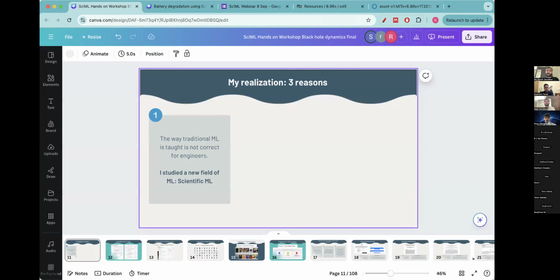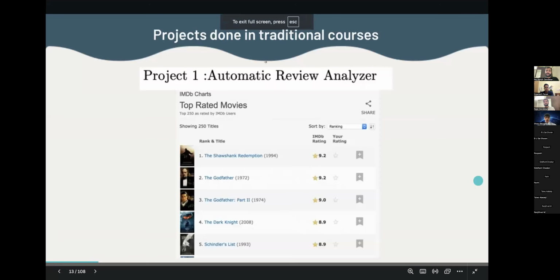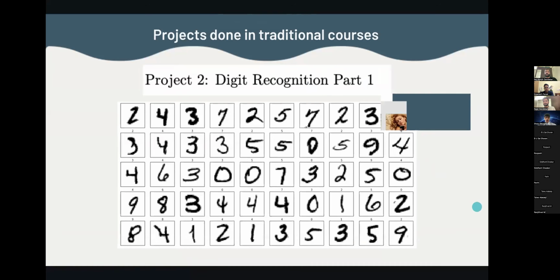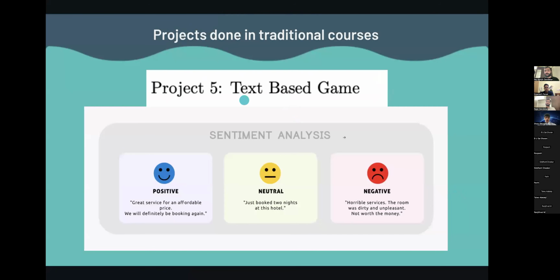In fact, I've collected some of these projects over here. The first project is automatic review analyzer. The second project is digit recognition. The third project is Netflix movie recommendation. There is another project on sentiment analysis. Most of the introductory machine learning courses have these projects. Now, doing these projects is fine, but most of the students just stop at these projects.